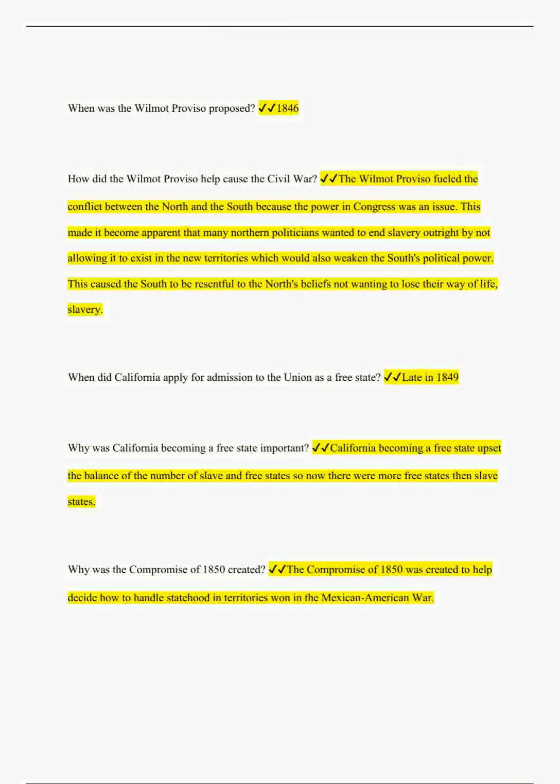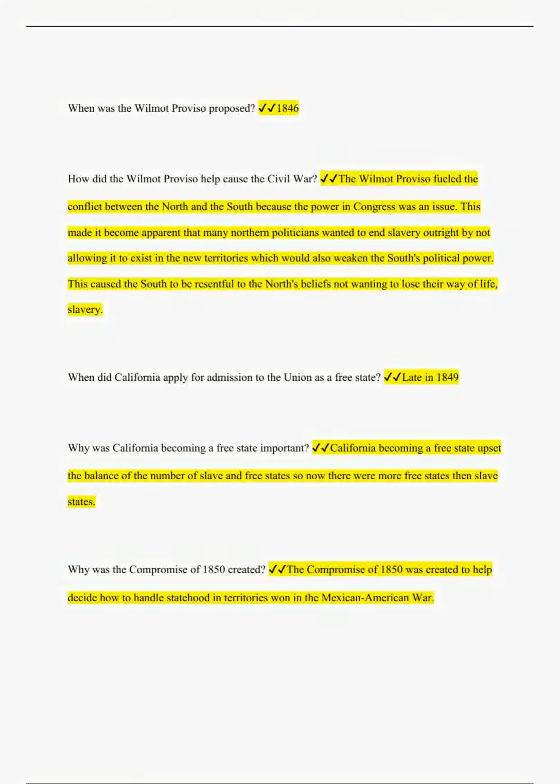When was the Wilmot Proviso proposed? 1846. How did the Wilmot Proviso help cause the Civil War? The Wilmot Proviso fueled the conflict between the North and the South because the power in Congress was an issue. This made it apparent that many Northern politicians wanted to end slavery outright by not allowing it to exist in the new territories, which would also weaken the South's political power. This caused the South to be resentful of the North's beliefs, not wanting to lose their way of life.